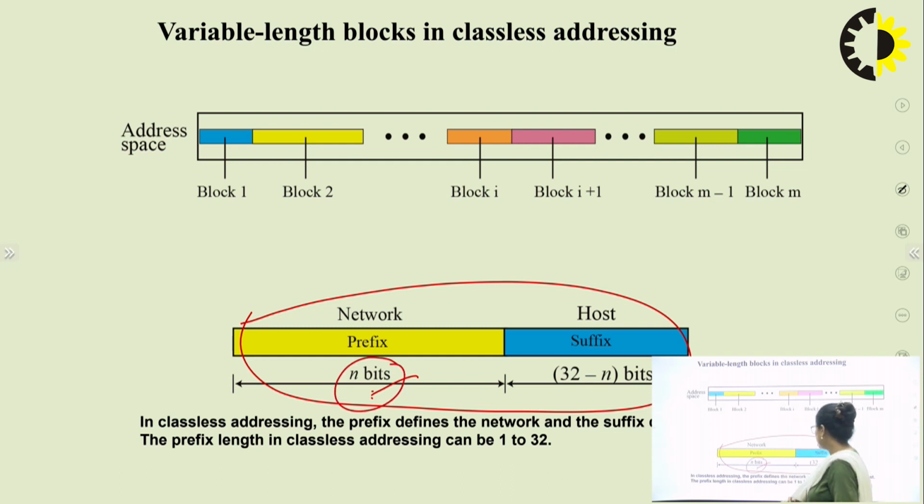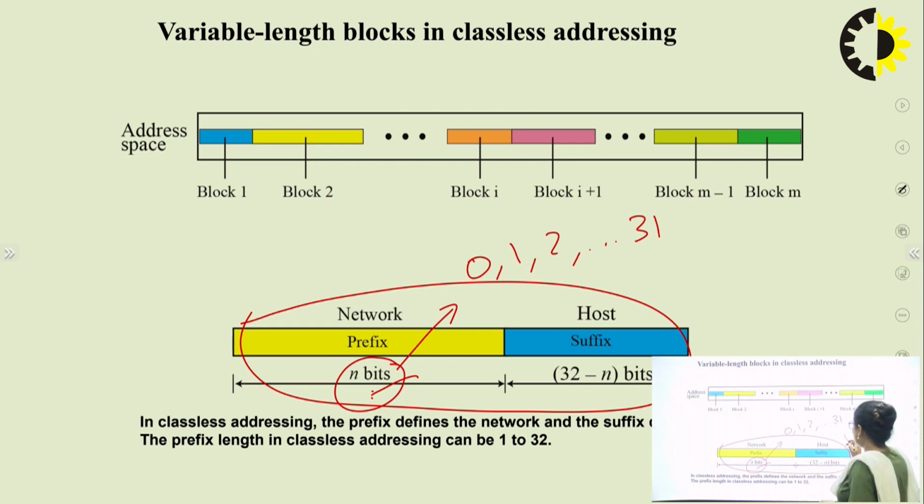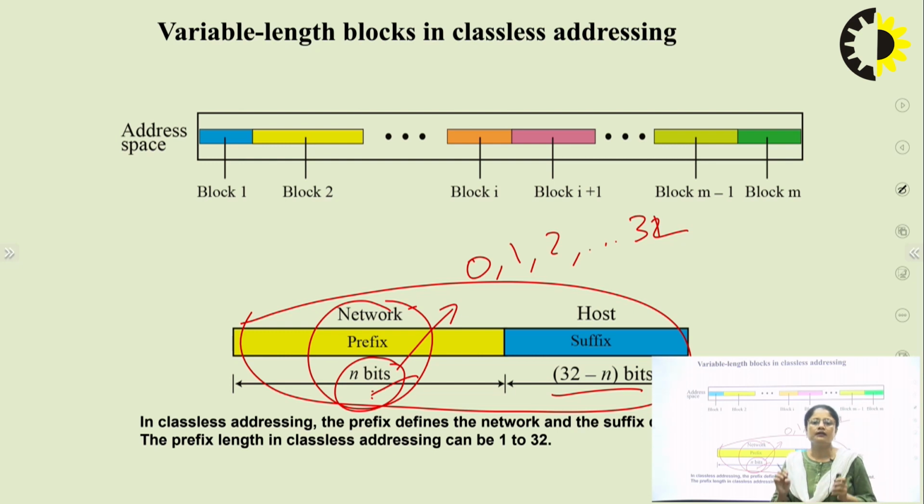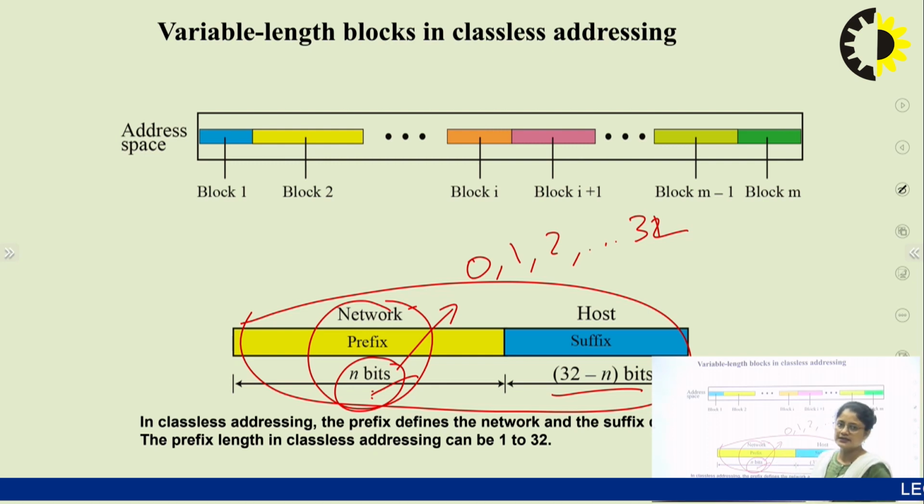n is a variable unit. So whatever prefix value you choose, the value of n can be any value, 0-bit, 1-bit, 2-bit. It can go from 0 till 32. Whatever number of bits you are reserving for the prefix, which is the net ID, also called a prefix, the remaining will be 32 minus n. So the rigidity, the fixed rule that we were following in classful addressing of having the number of bits reserved for net ID and host ID is done away with in classless addressing, and we have lots of flexibility here, leading to less wastage of address space.